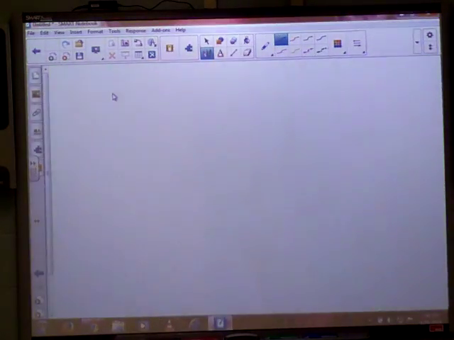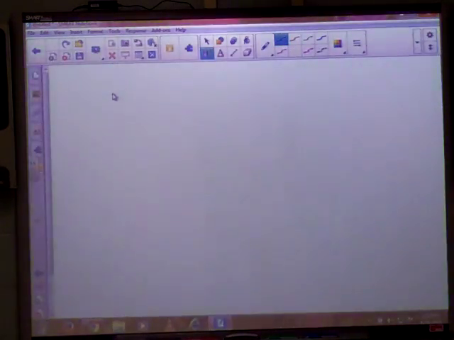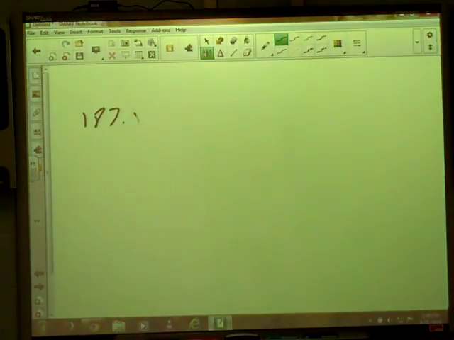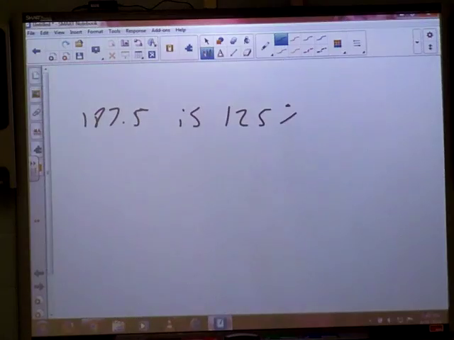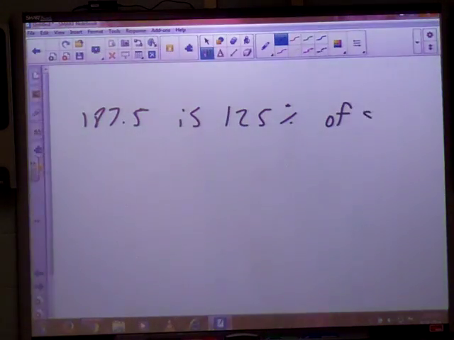This one is just going to give us some basic info. This is where I'm going to show you how to use that "is over of" thing that we wrote a second ago. It says 187.5 is 125% of some number. What's the number?